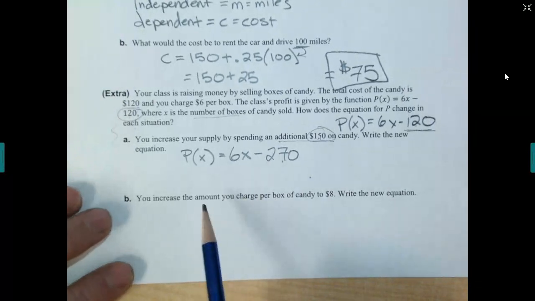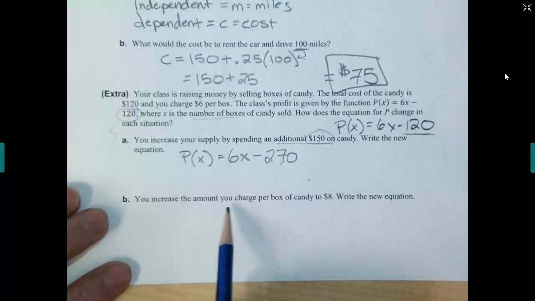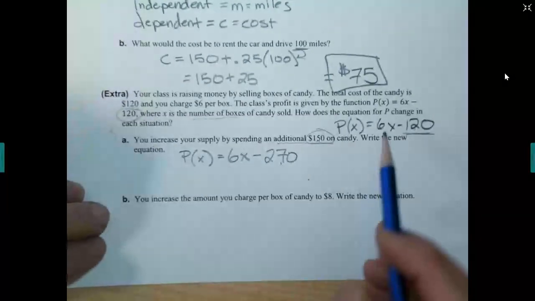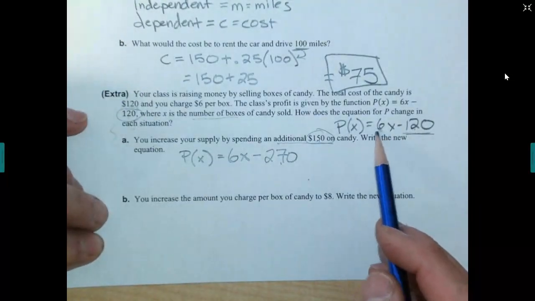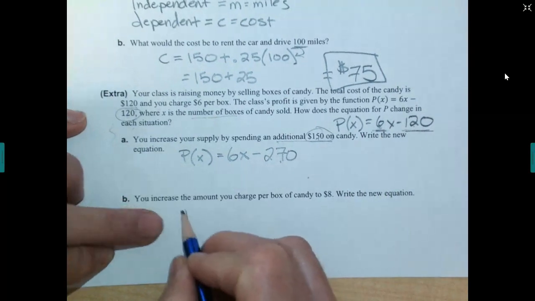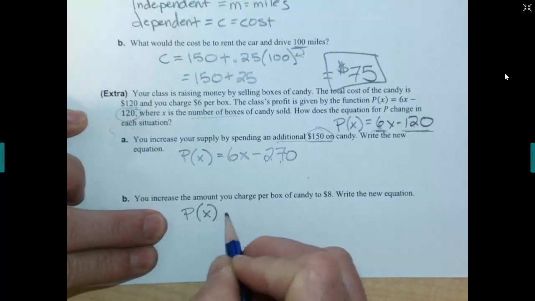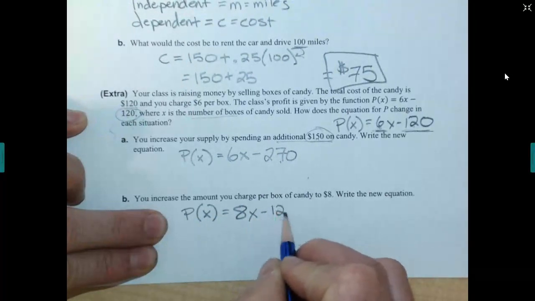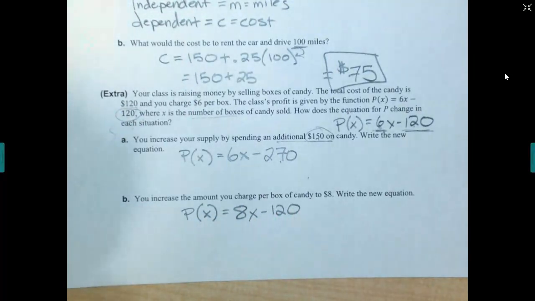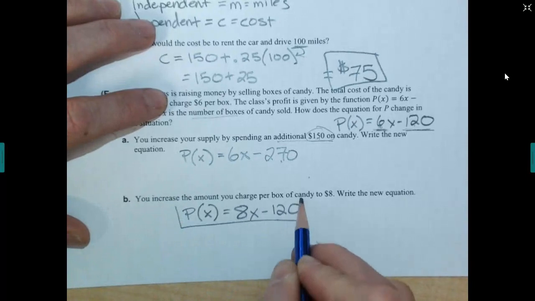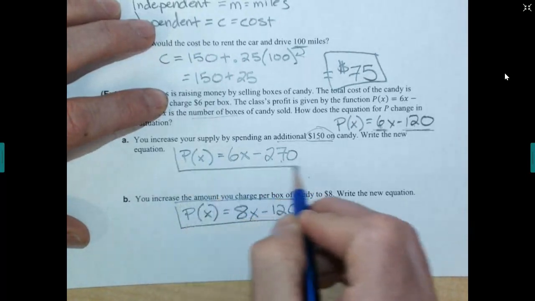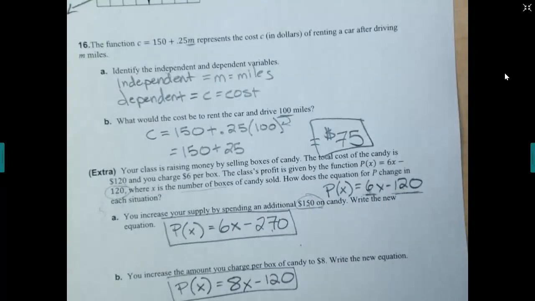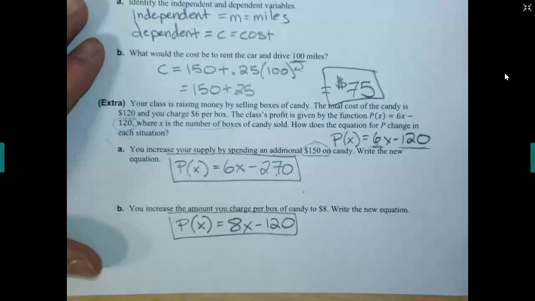Now what happens if we increase the amount we charge per box of candy to $8? Well, now we go back to our original equation, and here's the price per box. So our profit is going to be $8 times every box minus 120. There you have the test corrections for Chapter 3 tests.